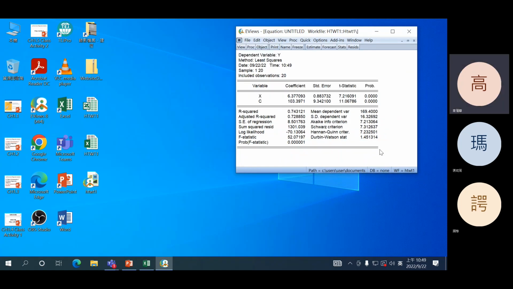This is the output you have. Look at this output. The dependent variable is Y, from the beginning. The method is least squares. And there's a date and a time on it, because I just ran it at 10:45.